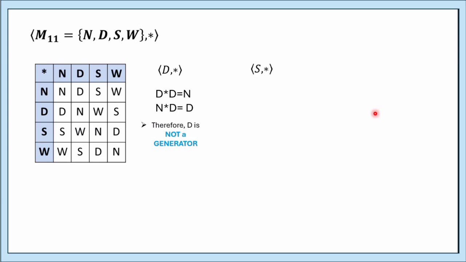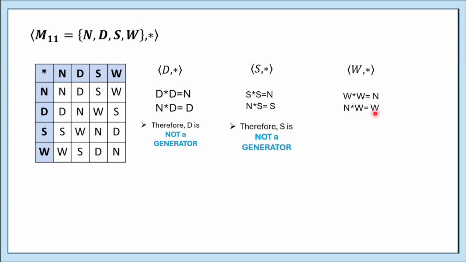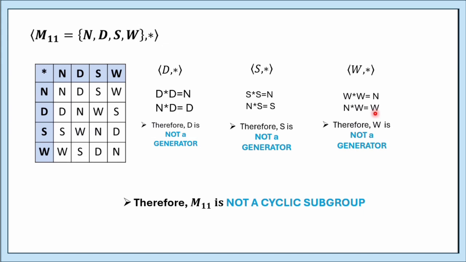For S, we have S star S is equal to N, and N star S is equal to S. Therefore, S is not a generator. Same with W, since W star W is N, and N star W is W. Since it failed to generate all the elements of the set, W is not a generator. Since M sub 11 doesn't have any generator, it is not a cyclic subgroup.